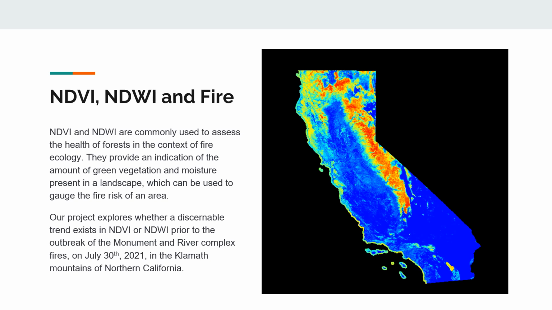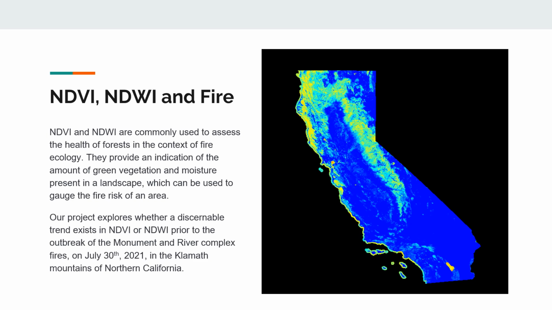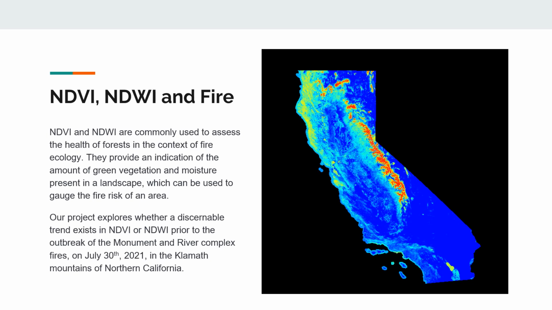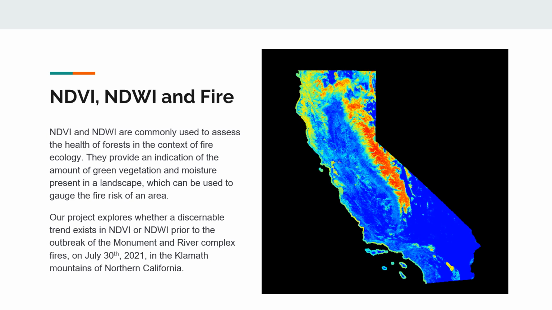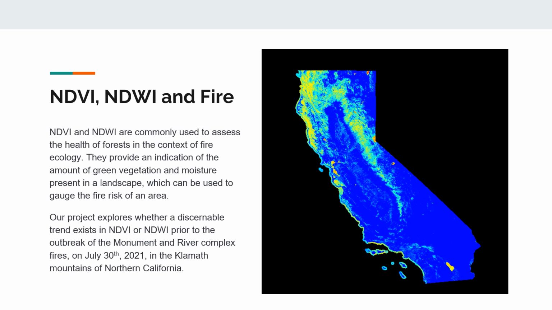NDVI and NDWI are indices that are commonly used to assess the health of forests, especially in the context of fire ecology. They can be very useful, and a lot of papers have found links between lower measures of NDVI or NDWI and major fire events. So our project looks at two fires that occurred in 2021 and the landscape measures preceding the fire.